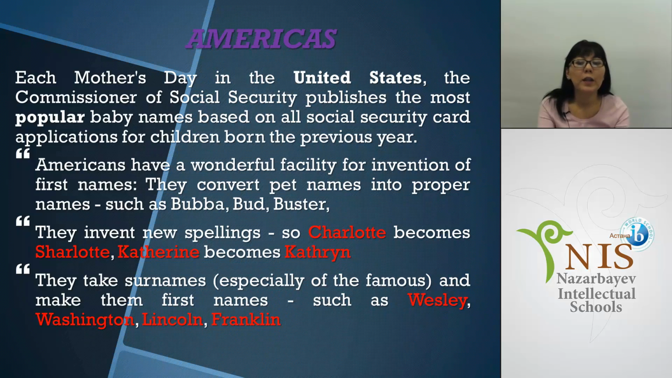Then they invent new spellings, for example, for Charlotte, where you see CH changed into SH for appropriate American pronunciation. The same happens with Catherine, where I is changed into Y, and the mute E is just dropped. And they take surnames, especially of famous people, and create first names from them. For example, Wesley, Washington. You know it was just the surname of a well-known president, but they sometimes use it as a first name.